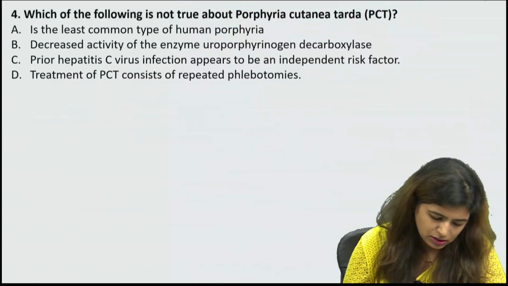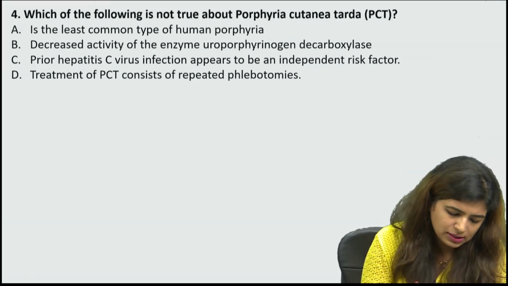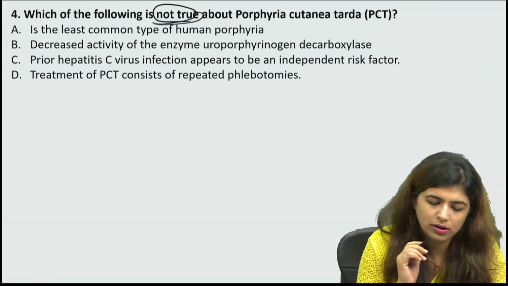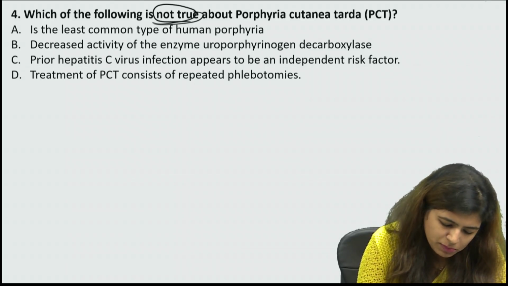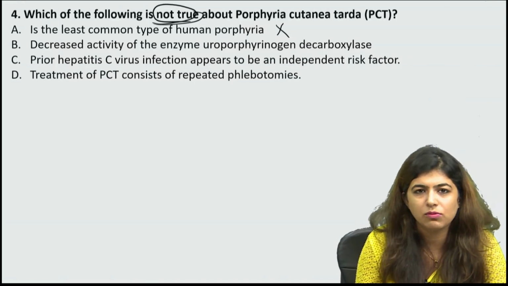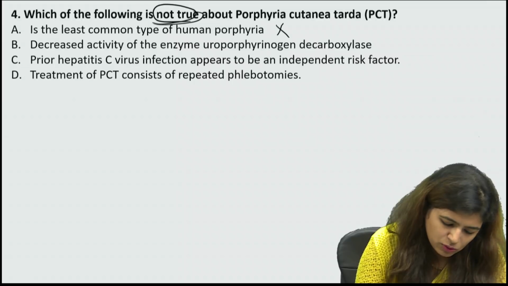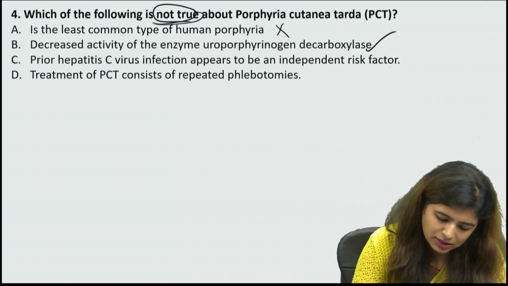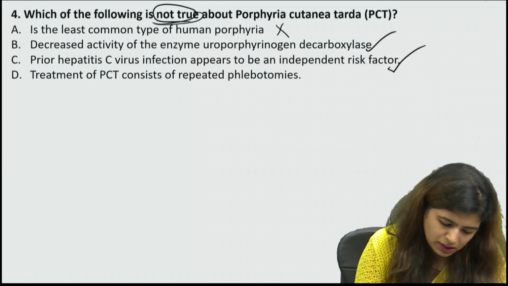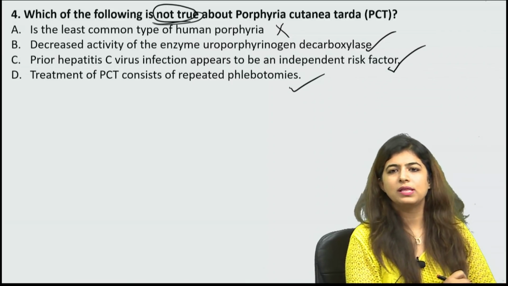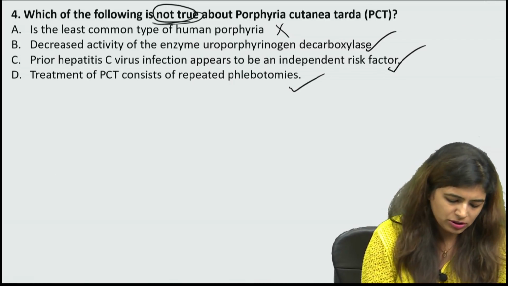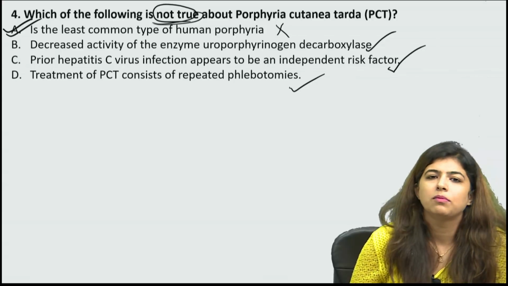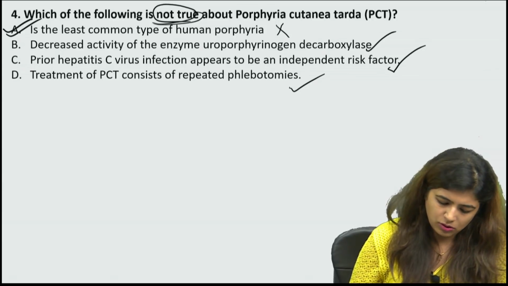Now coming back to the question, let us go through these options. Which of the following is not true? So it's asking us what is not true. It is the least common type of human porphyria? No. I just told you it is the most common. Decreased activity of enzyme uroporphyrinogen decarboxylase? Yes. Prior Hep C virus is an independent risk factor? Yes. Treatment is repeated phlebotomies? Yes. So all the other options are correct, while option A is our answer here, as it is the most common type of human porphyria. Clear to everyone? Good.